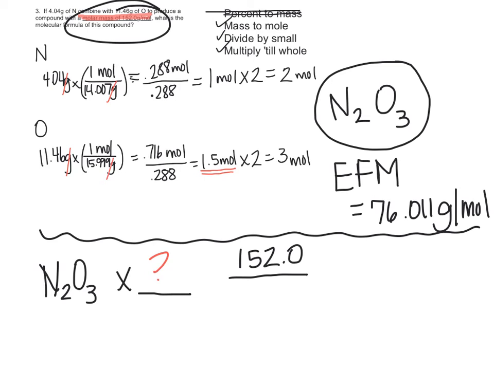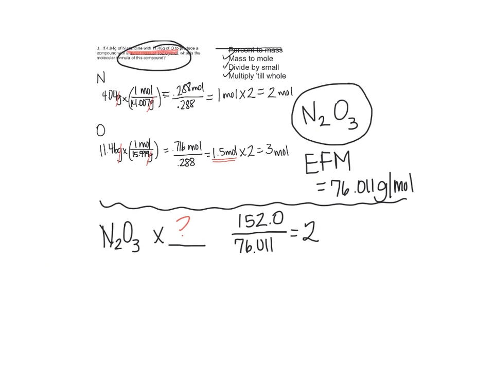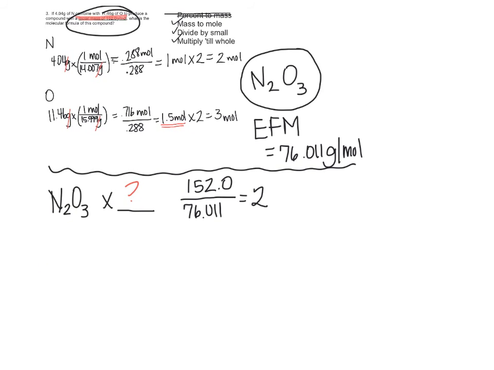So my empirical formula mass was 76.011. And when I divide this, I get 2. When you divide this, you should get pretty close to a whole number. If you didn't, you need to go back and check your work. So what this means is that my X factor is 2. And remember, the molecular formula is a multiple, so this multiple is going to go here, and I'm going to multiply my empirical formula by a factor of 2.